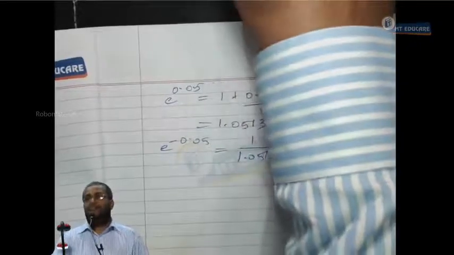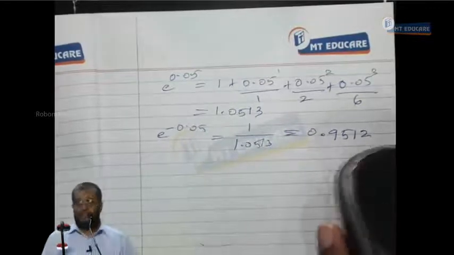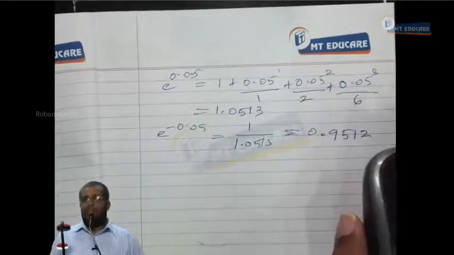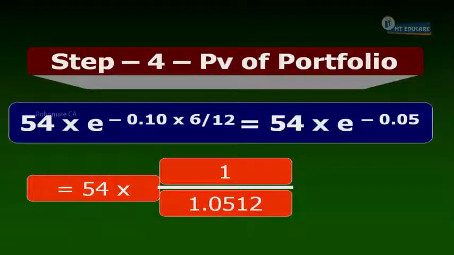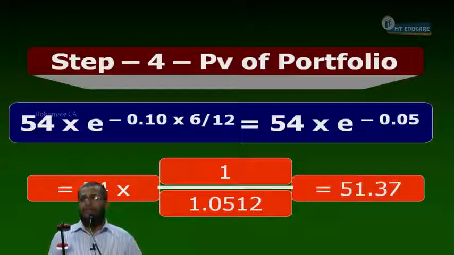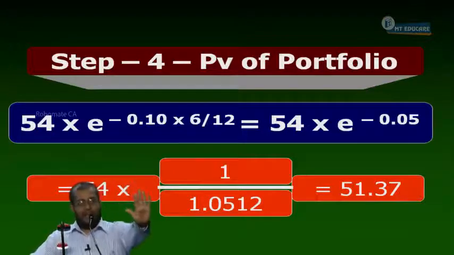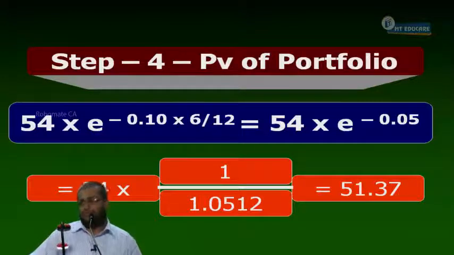Present value is equal to, all of you do along with me, present value is equal to 54 into 0.9512, or 54 into 1 by 1.0512. Tell me what number you're going to get? 51.37. Everybody having the clarity or not? Now, what is 51.37? Present value of the portfolio.